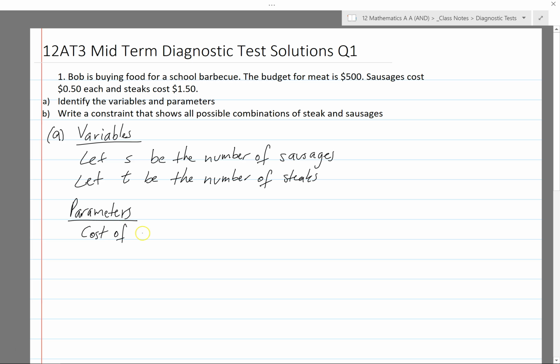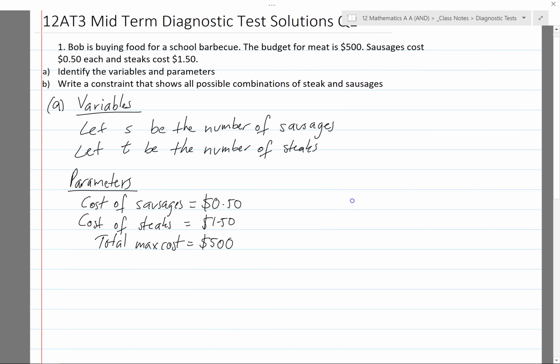So the cost of sausages, you might want to do this in a table, but either way, 50 cents. Cost of steaks, $1.50, and total max cost is 500. Okay, so that's part A done.